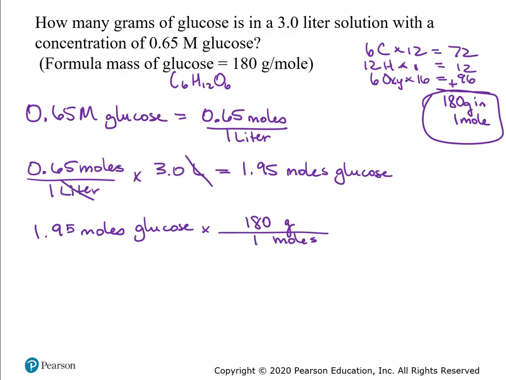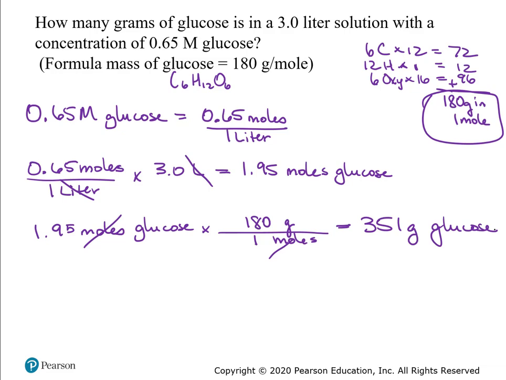So I'm just going to multiply the number of moles times the formula mass. Moles and moles will cancel this way. Times 180. And I get 351 grams of glucose. It's a lot of glucose.